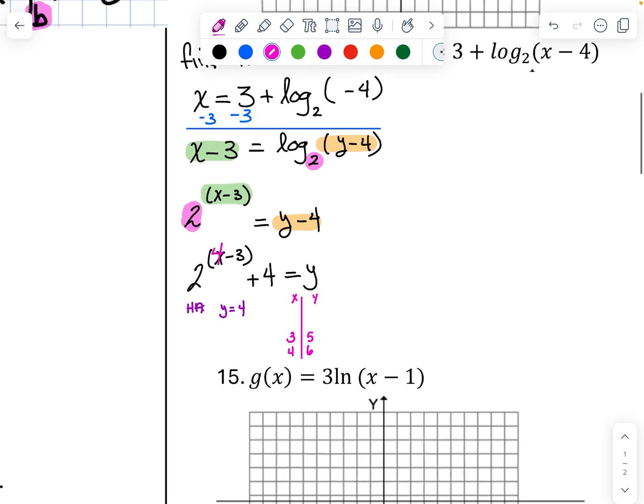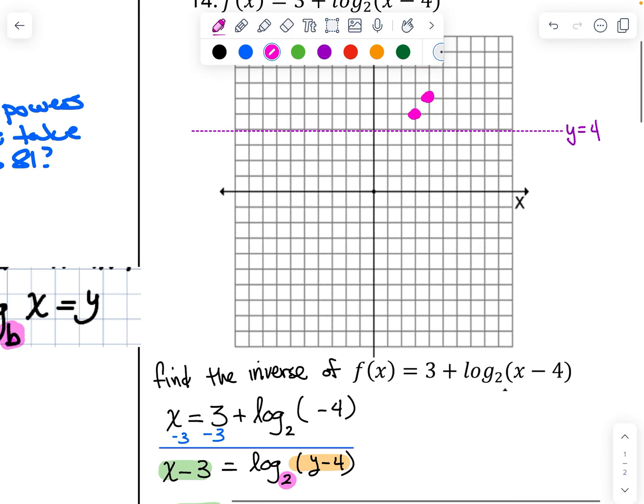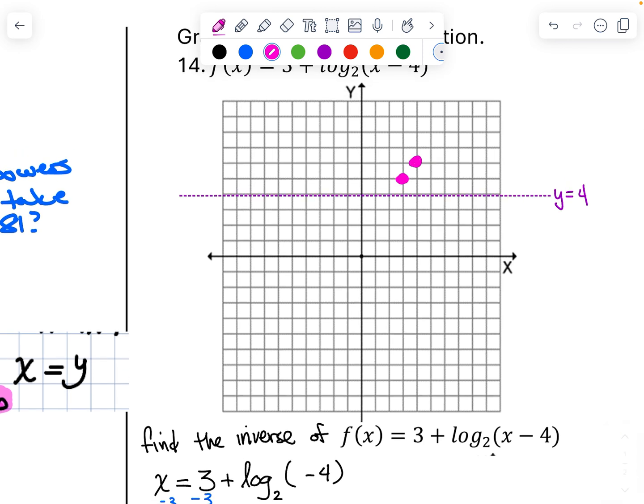Awesome. So now what if x is 5? Well, if x is 5, we're going to put the number 5 right here. And 5 minus 3 is 2, and 2 to the second power is 4, and 4 plus 4 is 8. So I'm going to have the point (5, 8). 5, 6, 7, 8, which is right here. And I know the way exponentials run, the next point's not going to be able to graph on my little piece of graph paper.